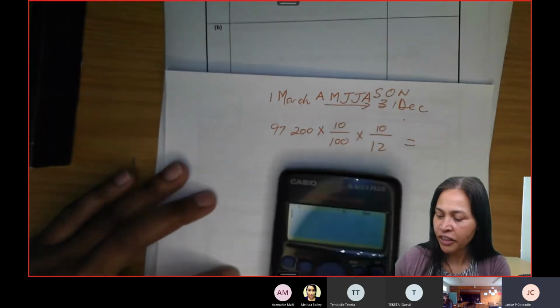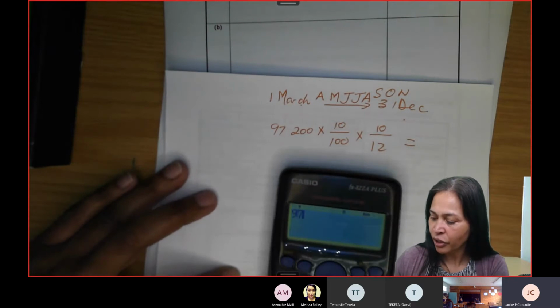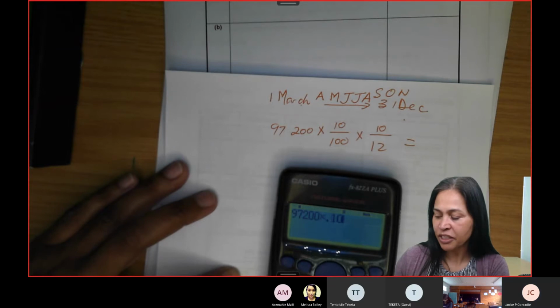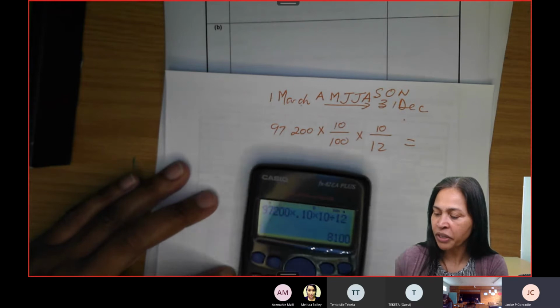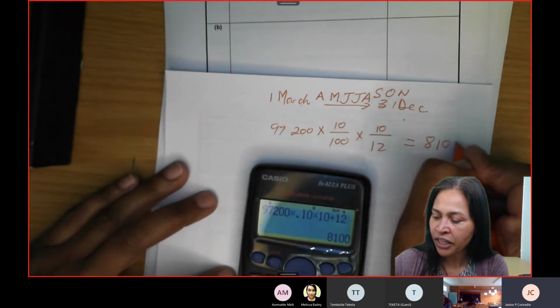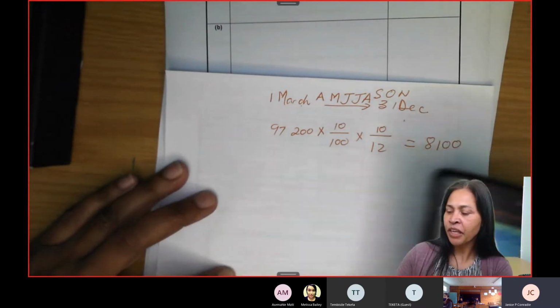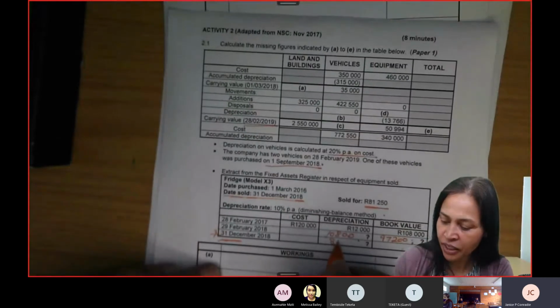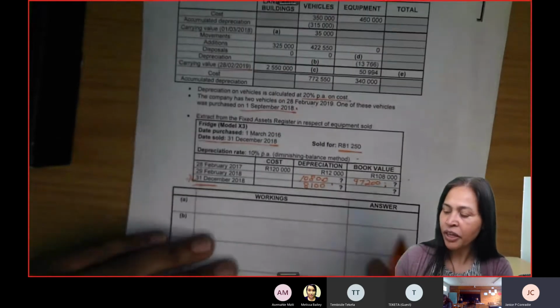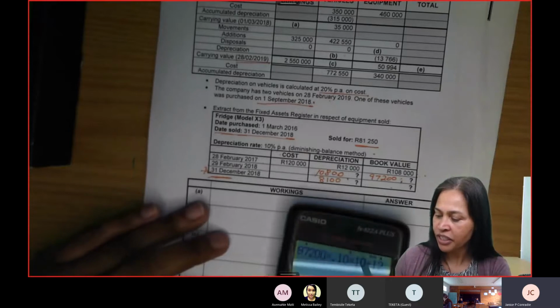So if I calculate that one, we're taking the accumulated depreciation on that asset. We're calculating 10% of that. That is my rate. But we're only calculating for 10 out of the 12 months. And that gives me my 8,100. That 8,100 we're going to enter in my table. And that means my book value in this case.